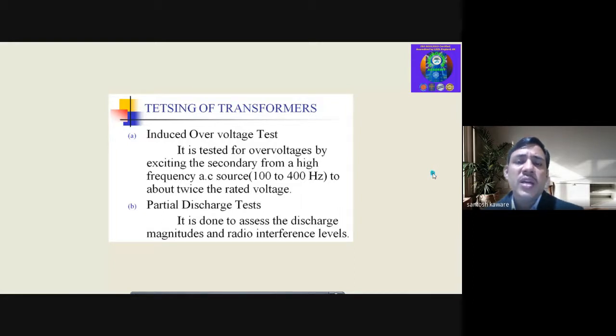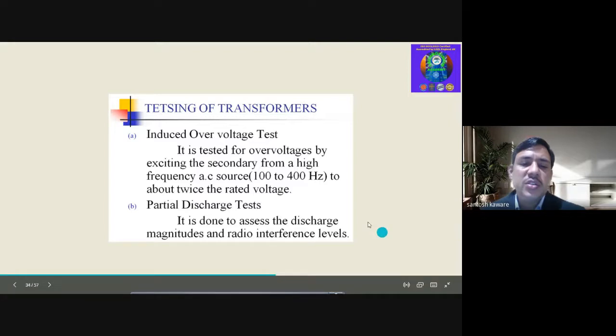But to guarantee such application at the site, you have to confirm in the factory itself that whenever you apply a certain voltage, what should be the over voltage that will be produced on the primary side. That we have to confirm, because at the site it may happen like this also.